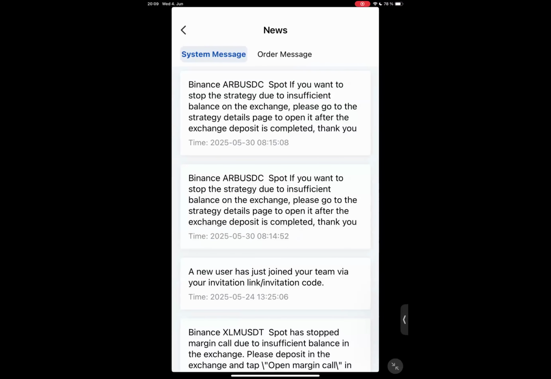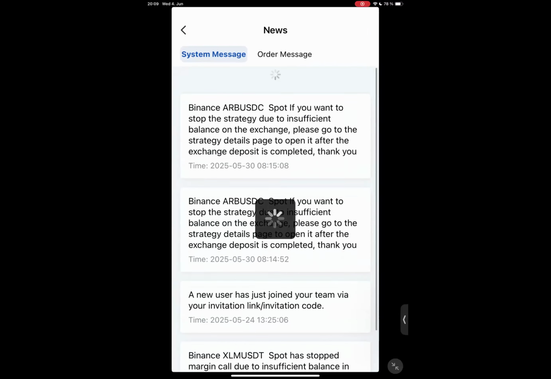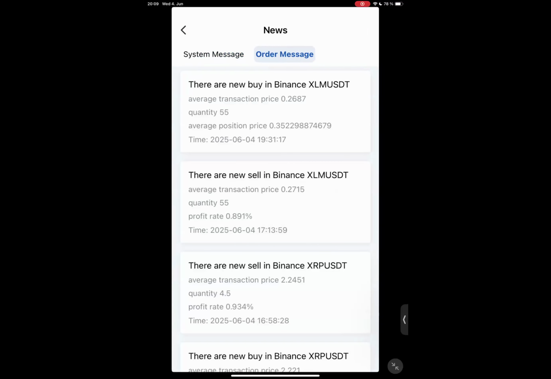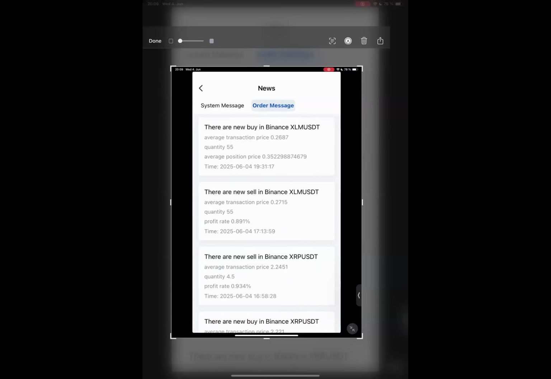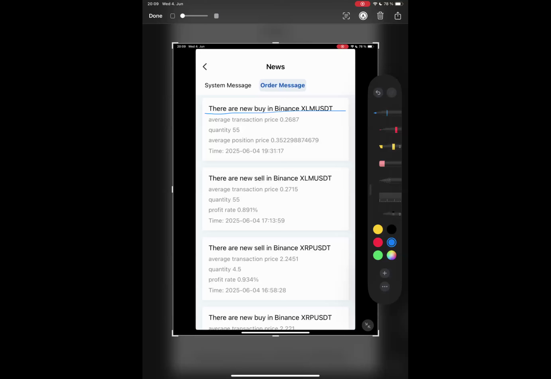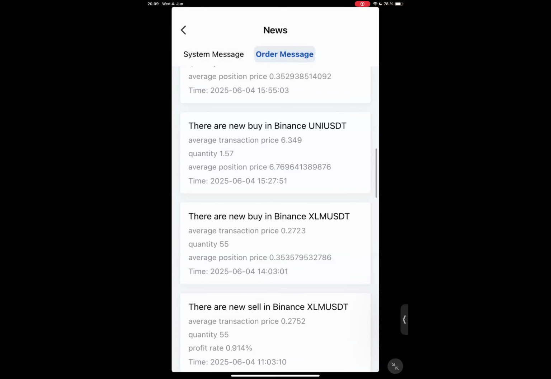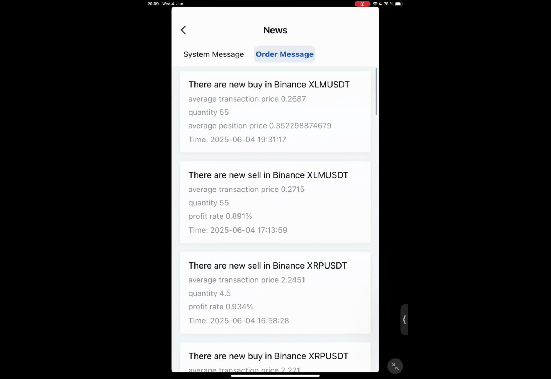So under the notification bell, we have the system message that gives you any message concerning RoyalQ. If anything is happening on your RoyalQ, you can see it under the system message. Then let us go to other message. Under the other message, you can see that there are buy and sell. Anytime the robot purchases, you see that new buy. Anytime there is a sell, you see that new sell. That is how the other message looks like. With the sell, you are able to see the percentage at which the coin sold for you.